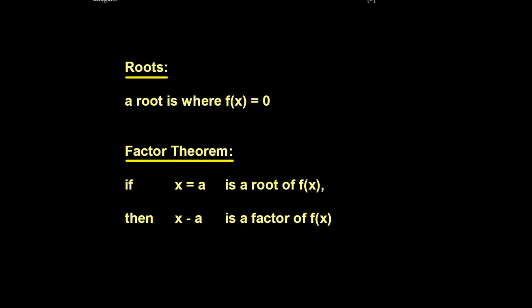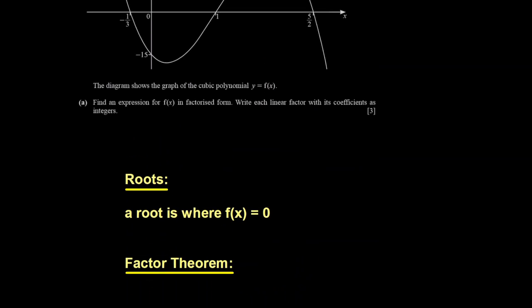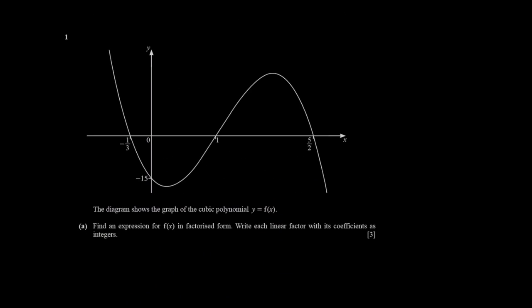So, what is a root? A root is basically an x-intercept. It is where f of x is equal to 0. Okay, so if we go up here to our graph, where is the polynomial equal to 0? In other words, where is it an x-intercept? Negative a third, 1, and 5 upon 2. So those three things are the roots.